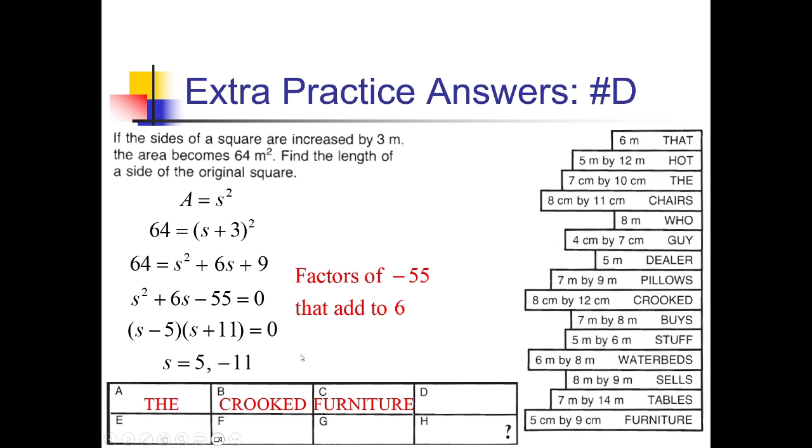And I can't have a negative dimension, so let me cross off the negative 11. And then I just needed one side of the square because they're all the same. So 5 meters in this case, that's the units. 5 meters is what we're looking for over here. And I see that kind of toward the middle next to dealer, so D for dealer.